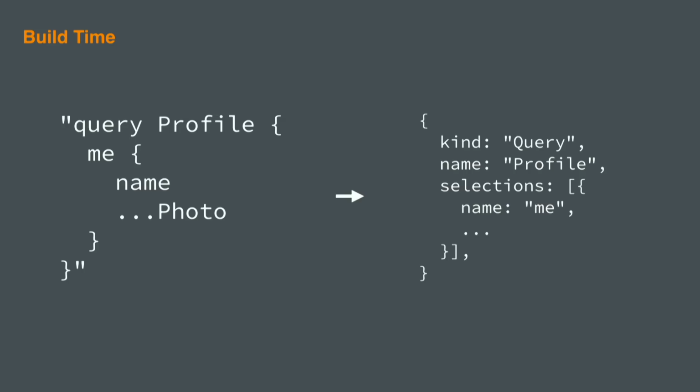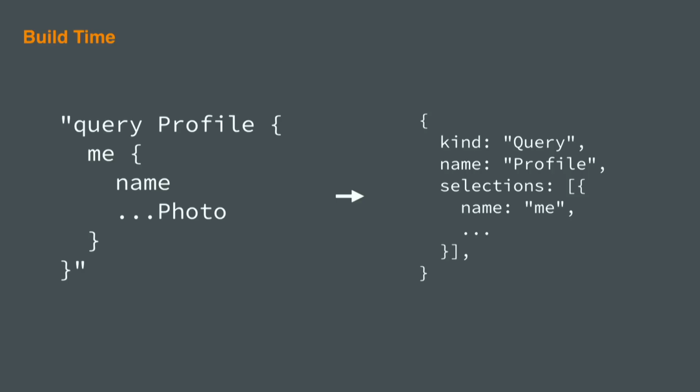So this is at build time. We can look at the query string on the left. Again, I've put quote marks around it to emphasize the fact that this is a text string. And at build time, we can just do an initial parse of this and create a simple AST representing the query. This is how Relay works today.